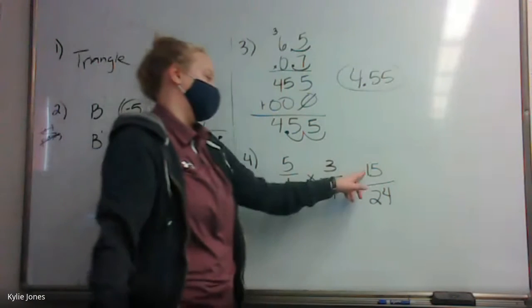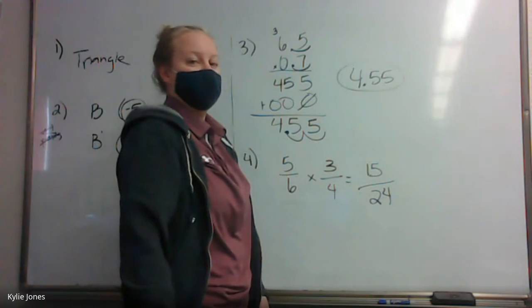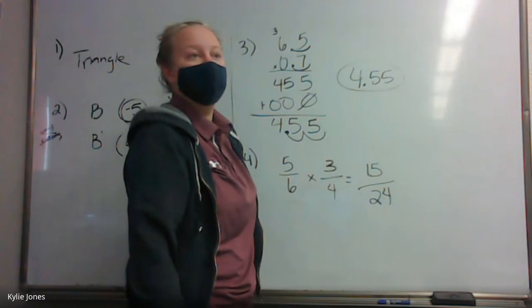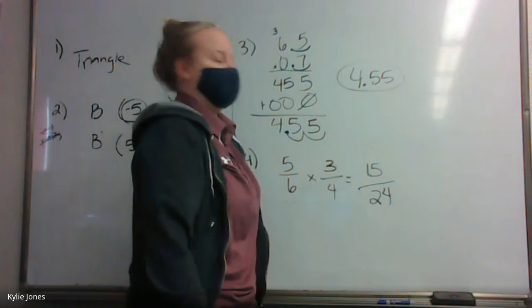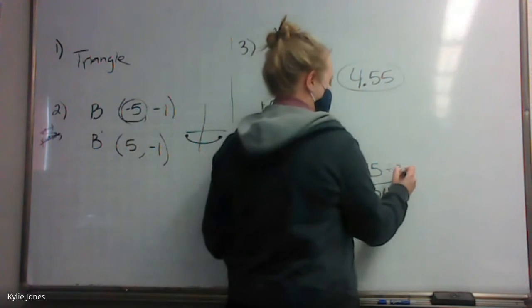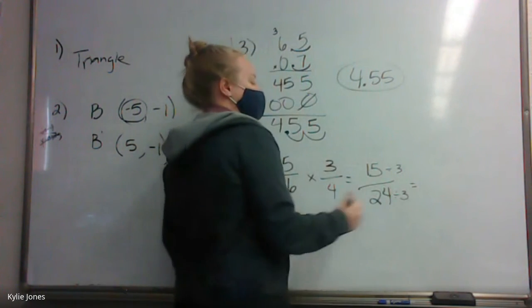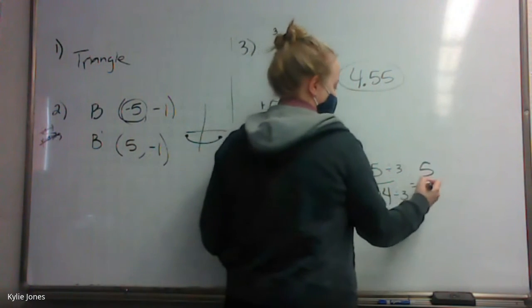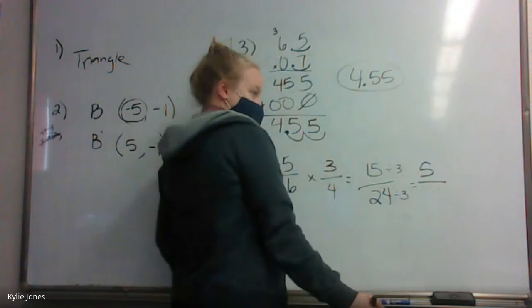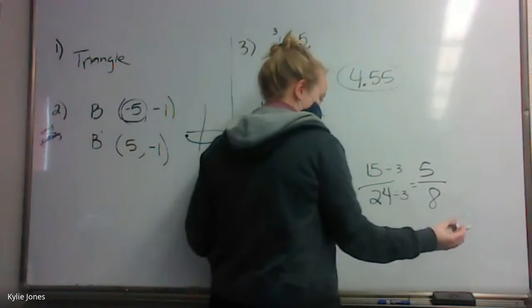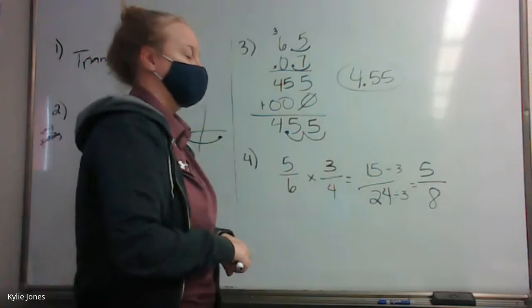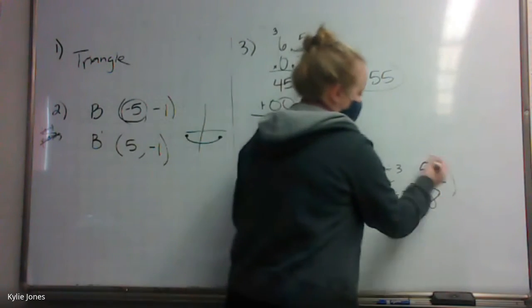What number goes into both 15 and 24? 3. So we're going to divide the top by 3 and the bottom by 3. What's 15 divided by 3? 5. And what's 24 divided by 3? 8. So our answer is 5/8.